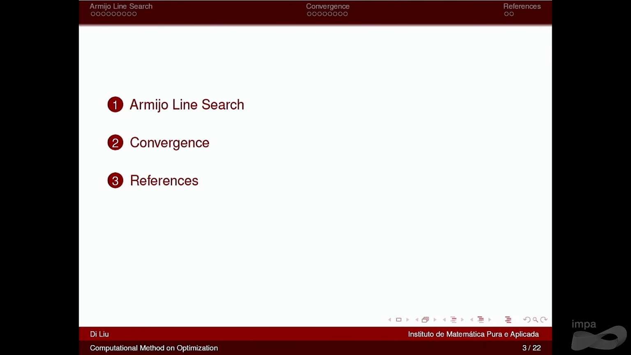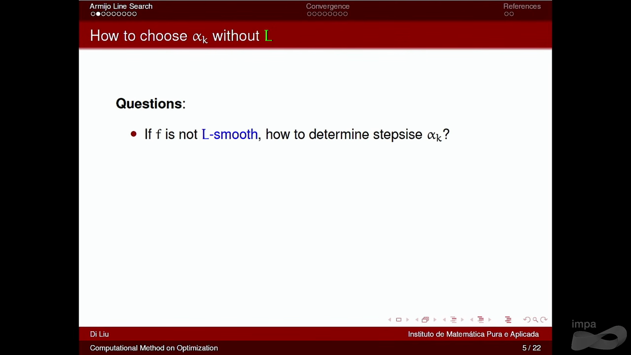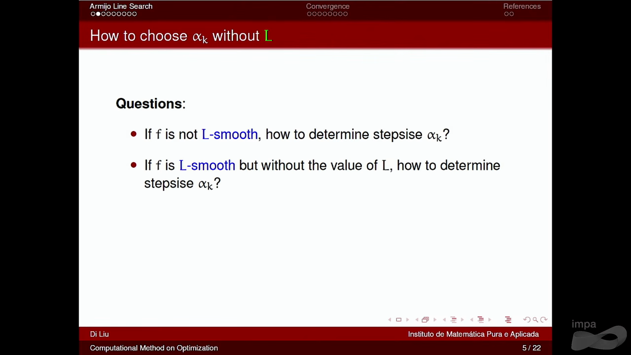But we have several questions. Sometimes, when the function is not L-smooth, how do we determine the step size alpha? This happens sometimes. And even if f is L-smooth, we may not know the value of the capital L. Sometimes it's not easy to know the exact value of this capital L. Then how do we choose the step size alpha? In this class, we will propose the Armijo line search to solve these two problems.